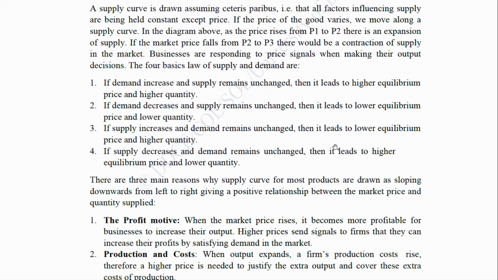The four basic laws of supply and demand are: first, if demand increases and supply remains unchanged, then it leads to a higher equilibrium price and higher quantity. Second, if demand decreases and supply remains unchanged, then it leads to a lower equilibrium price and lower quantity. Third, if supply increases and demand remains unchanged, then it leads to a lower equilibrium price and higher quantity. Fourth, if supply decreases and demand remains unchanged, then it leads to a higher equilibrium price and lower quantity.